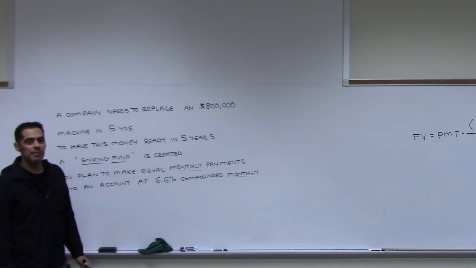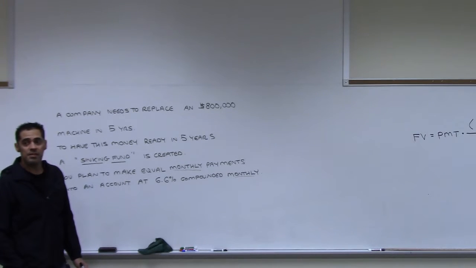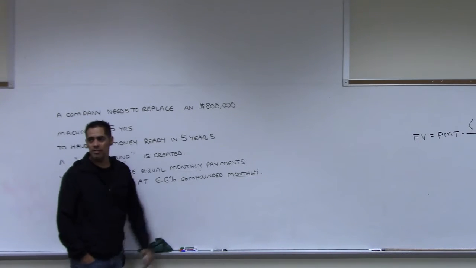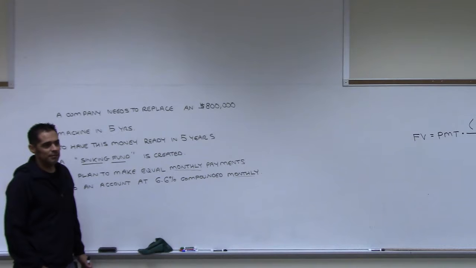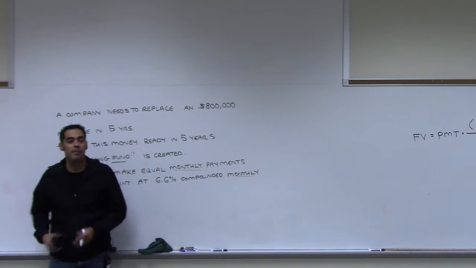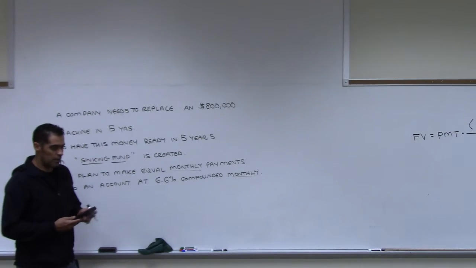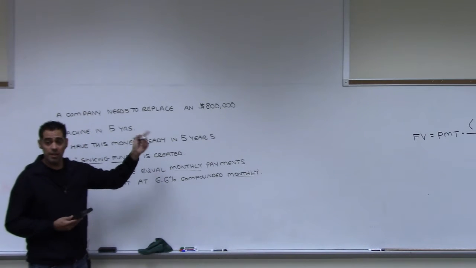How much should your payment be? How much is your payment going to be so that this actually has the money at the end? Any guesses? 5 years, $800,000. What would 800,000 divided by 5 be? 160,000. That's how much we need to put in every year, right?